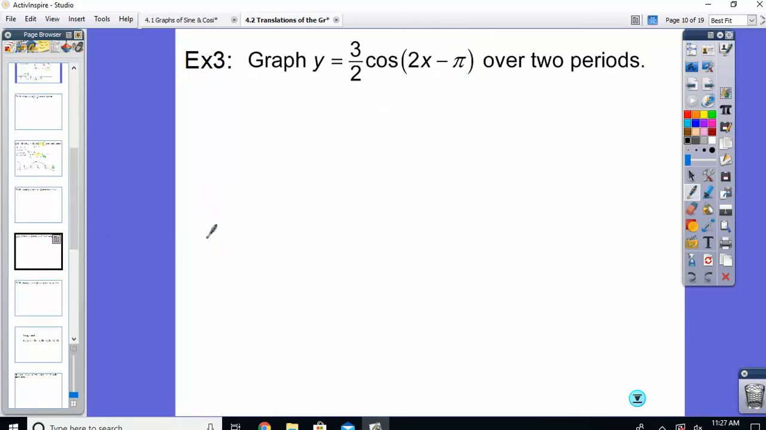Let's do another one. Take a second on your own. See if you can go through that list of information. Don't start sketching the graph until we make sure you're correct, but see if you can do your amplitude, period, count by, and interval.